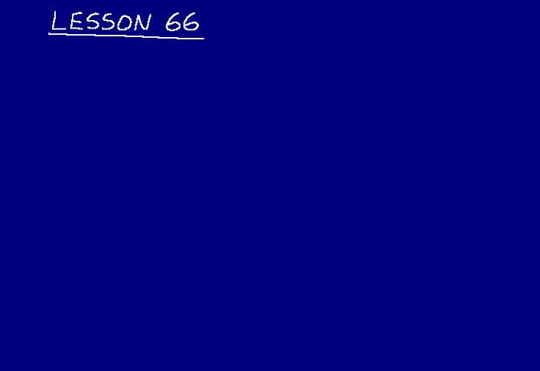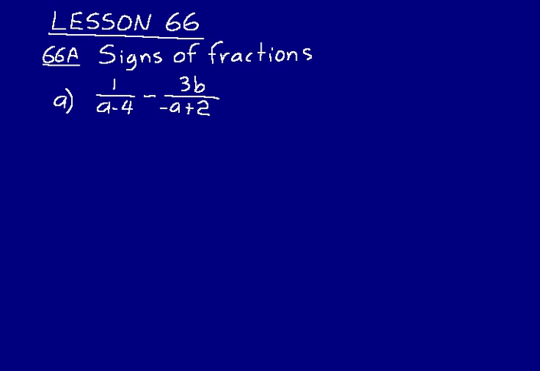In lesson 66, we'll be working with signs of fractions and 30, 60, 90 triangles. The first part of this lesson will be working with signs of fractions, and something to think about first before we talk about this is just where you can put that negative sign. For example, if you had x over x and you wanted to say that that fraction was negative, you could just put a negative out in front of it.